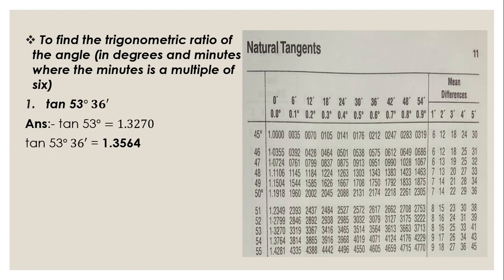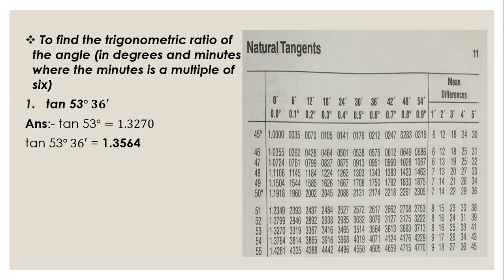Next, let's learn how to find the trigonometric ratio of the angle when the angle is given in terms of degrees and minutes. For example, we have to find the tan of 53 degree 36 minute. Here 36 is a multiple of 6.